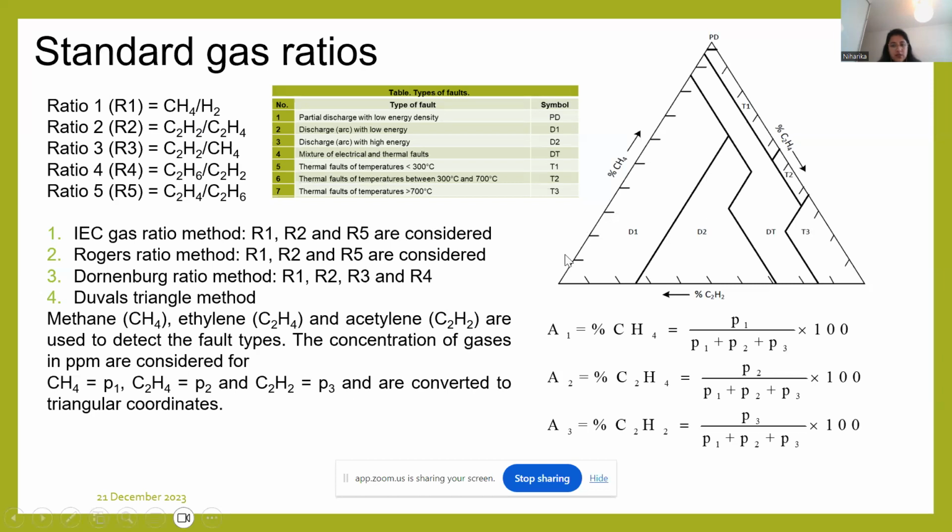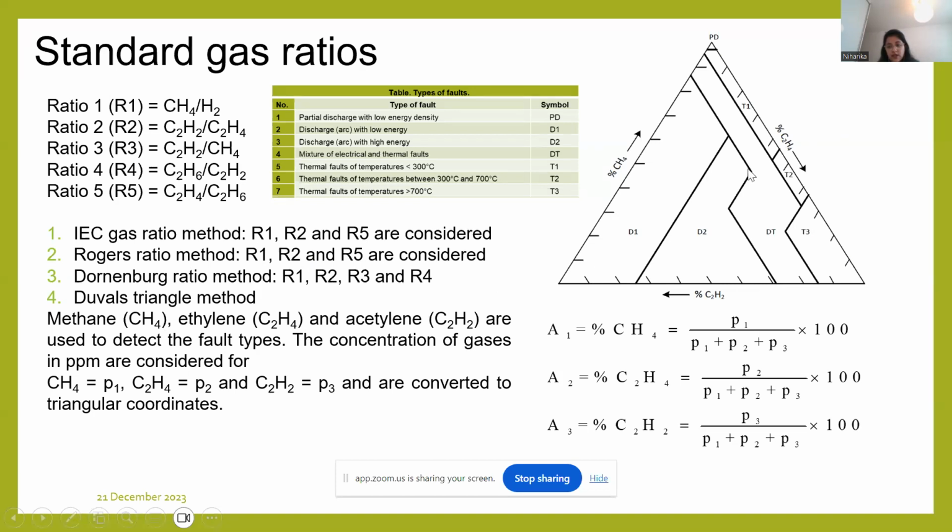Here we can see the Duval triangle. This is another method which we use for doing the dissolved gas analysis. As you can see, the IEC gas ratio method uses R1, R2, and R5. Rogers ratio uses R1, R2, R5. Dornenberg's ratio uses R1, R2, R3, and R4. But the Duval triangle is a different method where it uses a triangle, and the three sides of the triangle are denoted by methane, ethylene, and acetylene, and they are used to detect the fault types.